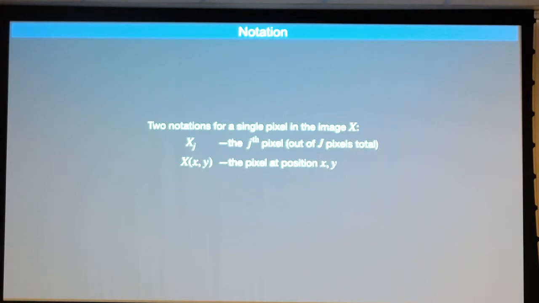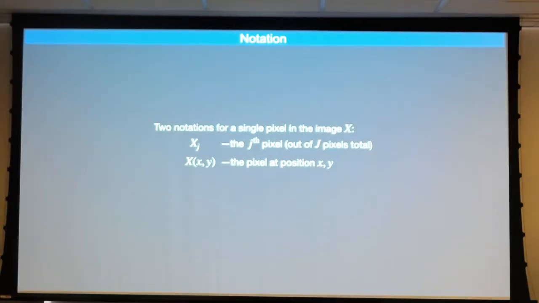Okay, so in the next part, I'm going to use two kinds of notations for pixels in an image. In one notation, I just say, okay, here's my 100 by 100 pixel particle image, and I'm just going to have J go from 1 to 10,000. That will enumerate all the pixels. And in the other case, I can talk about a pixel at a particular position in the image.